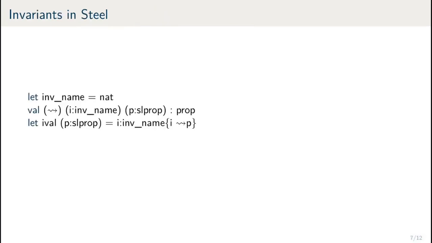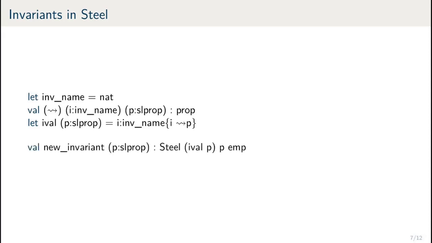We will consider named invariants, where the name will be encoded as a natural number. And we will also have this proposition, which is here this squiggly arrow, which states that a specific name is associated to one specific separation logic assertion P. And so in Steel, a named invariant is going to be this association of a name with this refinement that its name is actually associated to one specific separation logic assertion. And what's interesting here is that these invariants are just values. And as such, they are freely duplicable and they can be shared easily between threads.